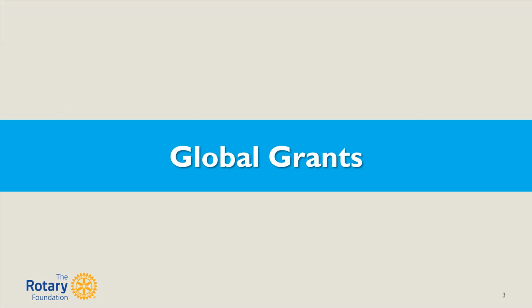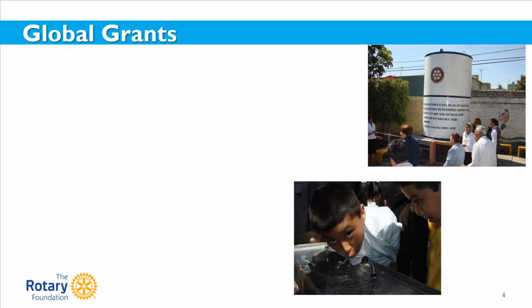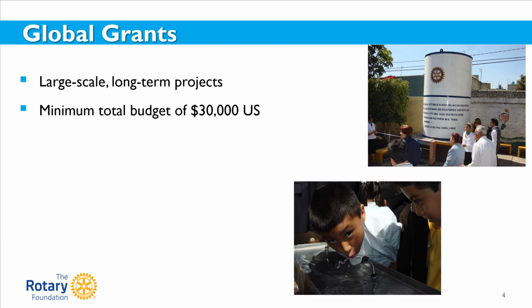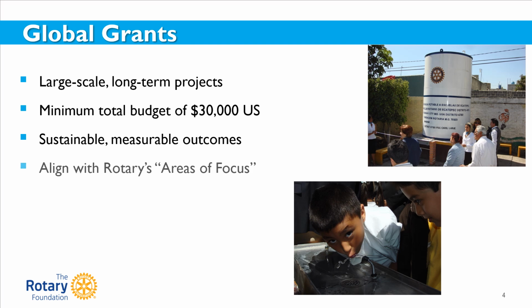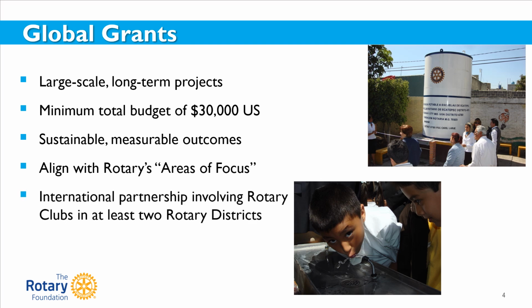Let's cover a few of the significant points concerning global grants. As noted in the first video of the series, global grants are unique in that they are designed to fund large, long-term Rotary projects with minimum budgets of $30,000 US or more. And the projects need to have sustainable and measurable outcomes. The projects must align with one or more of Rotary's 6 areas of focus. The projects must have an international partnership involving Rotary clubs from at least 2 Rotary districts. And the Rotary Foundation will match with funds from the World Fund.